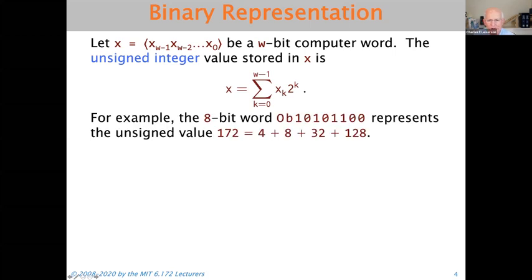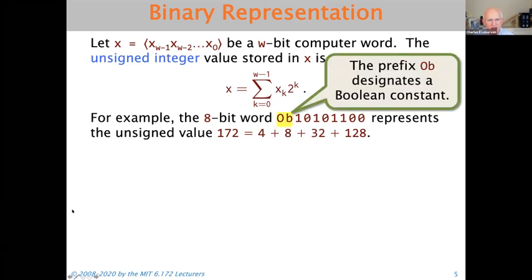So for example, if we have the 8-bit word 10010110, that represents, if we read from the right, 2 plus 4 plus 16 plus 128, or 150. This prefix here, 0b, designates a binary constant. So all numbers begin with a digit, but if it's immediately followed by another character, that can indicate something. In this case, if it's a b, it's a binary constant.